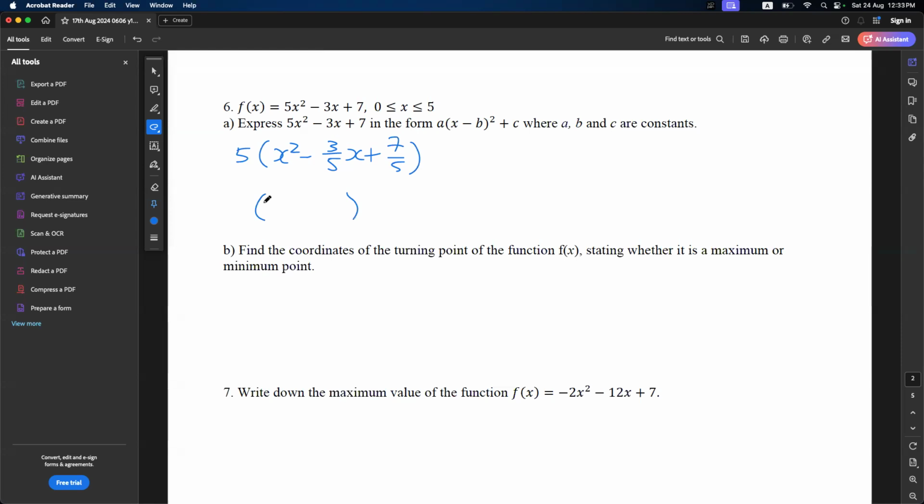So you would have x minus 3 over 10, because you need to half this, square, minus 3 over 10 square plus 7 over 5. Then the whole thing outside times by 5. Continue simplifying from here. 5 bracket x minus 3 over 10 square minus 9 over 100 plus 7 over 5.